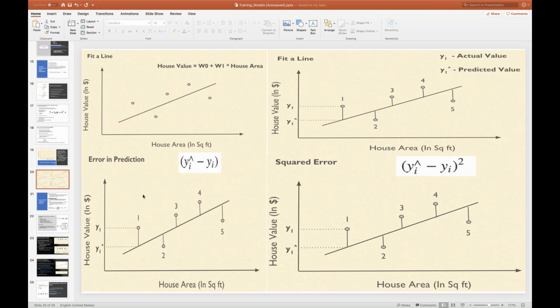Kavi, is everything clear? Yes. Perfect, I appreciate that. Now, let me go back to the pointer.